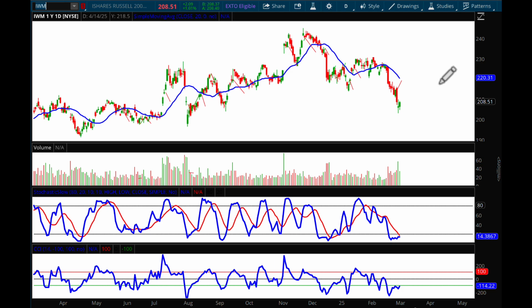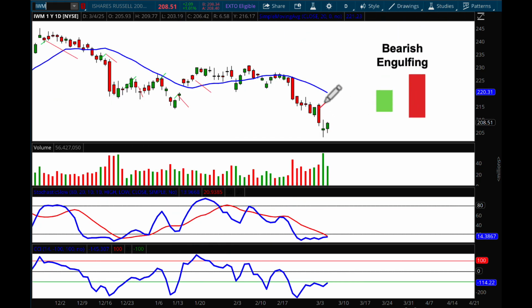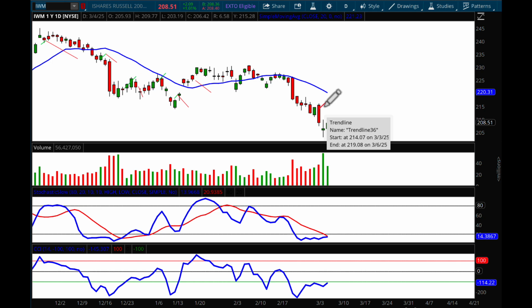IWM did not move up at all, and that's to be expected, especially when you see that bearish engulfing candle right there from Monday. Let me zoom in there for you. But I am keeping that upside target of 219.08 for IWM.